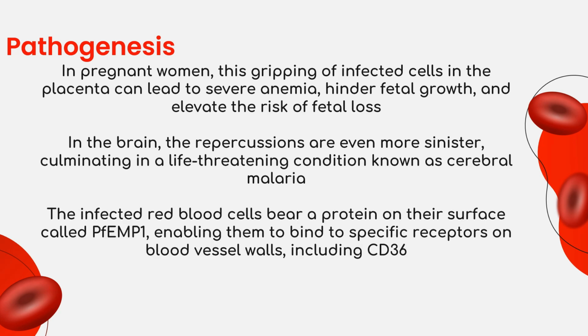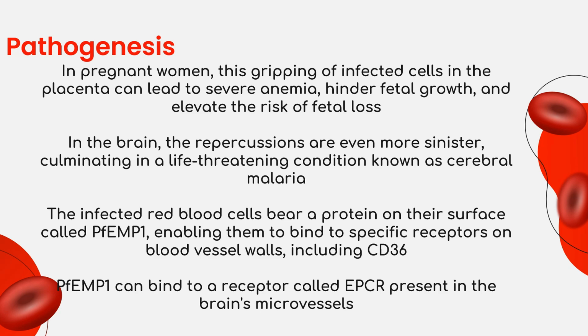The infected red blood cells bear a protein on their surface called PfEMP1, enabling them to bind to specific receptors on blood vessel walls, including CD36 found on platelets and certain endothelial cells. While scientists continue to unravel the mysteries behind the severity of cerebral malaria, it has been discovered that a variant of PfEMP1 can bind to a receptor called endothelial protein C receptor, EPCR, present in the brain's microvessels.